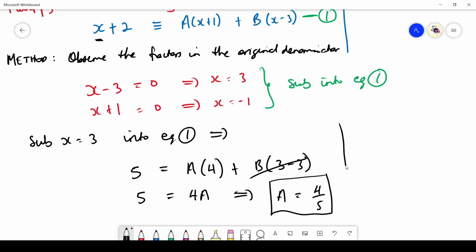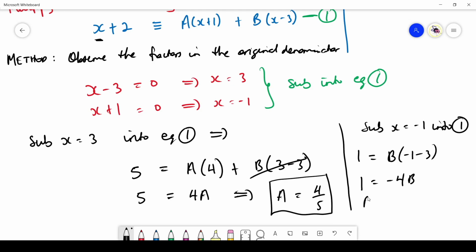And similarly, you can substitute x equal to -1 into your equation 1. That will give you 2 minus 1, which gives us 1 on the left. Of course, that first A is going to cancel and disappear, and then you're going to get B times -1 minus 3. So you'll end up getting 1 is equal to -4B. So B is simply equal to -1 over 4, or -1/4. And boom! Just like that, you got your values for both constants.